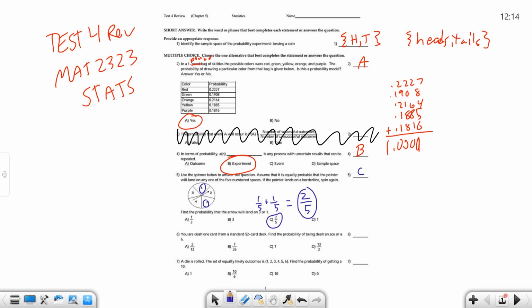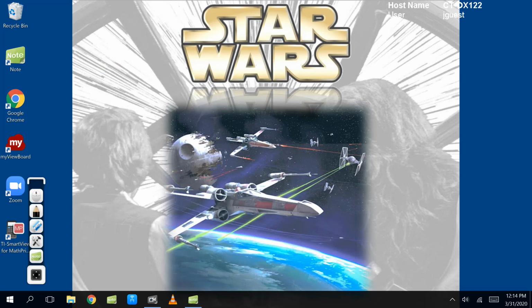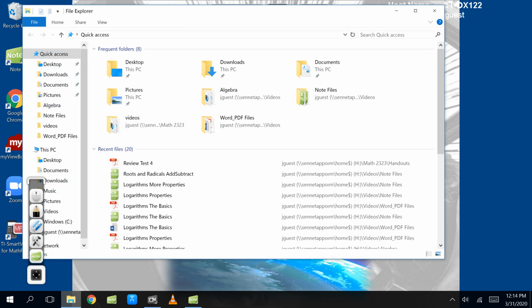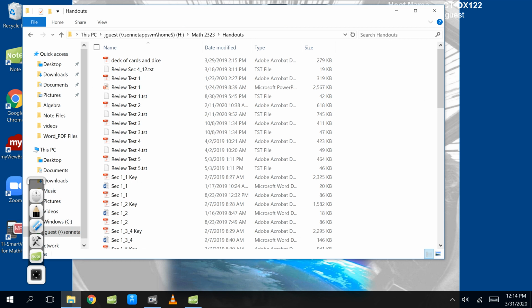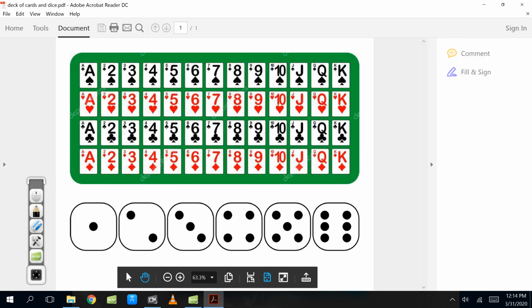So number 6, you are dealt a card from a standard 52 card deck. Find the probability of being dealt an ace or a 6. So let me go ahead and just pull this up real quick. Stats, handouts. And then I have this, and I actually put this out there for you as well.